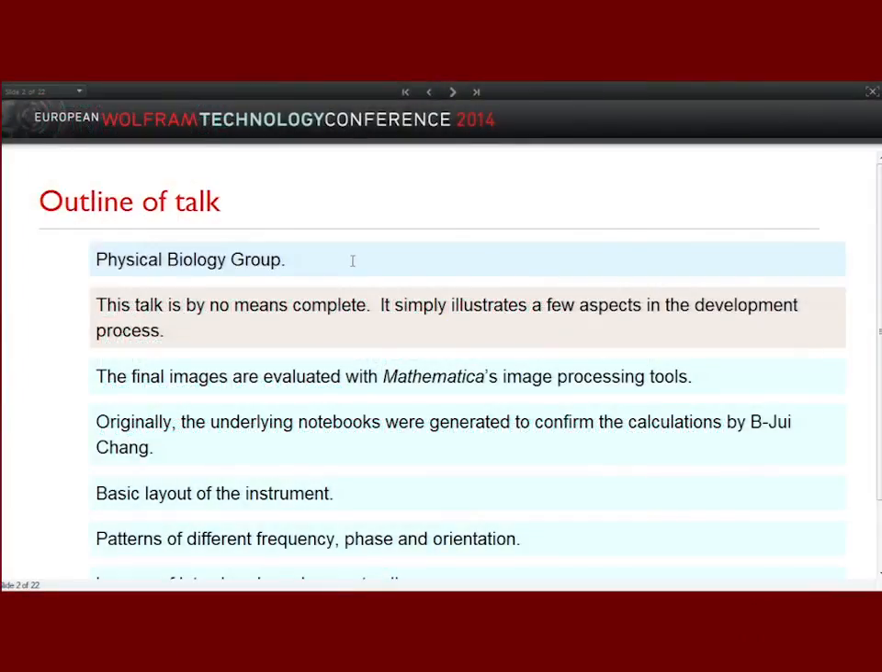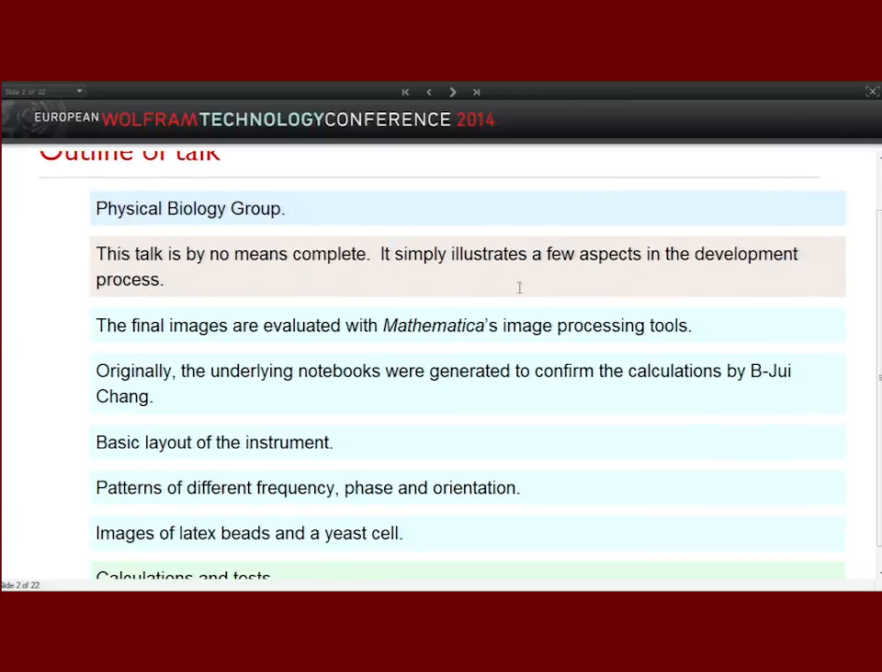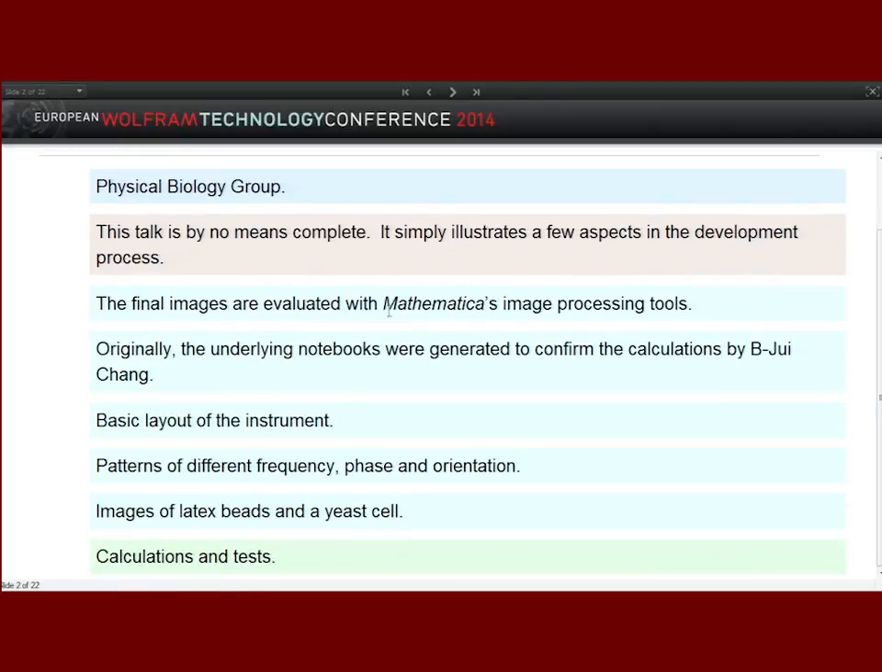I'm from the physical biology group at the University of Frankfurt. This talk is not absolutely complete, so I'm not going to make any calculations because I was not sure whether the computer that I'm using here would be sufficient. But it all comes from a working lab book, which I'm using all the time for this. It simply illustrates a few aspects of the development process.